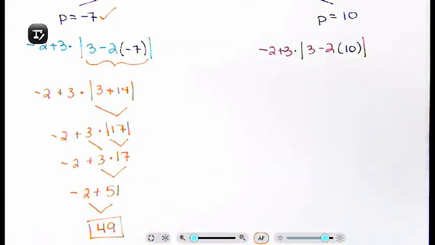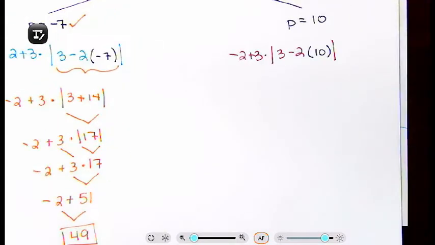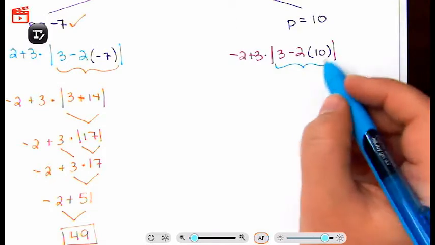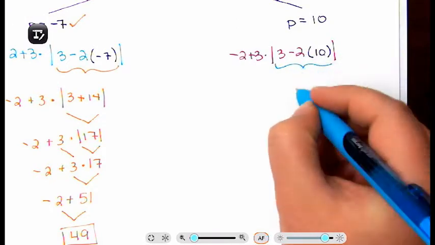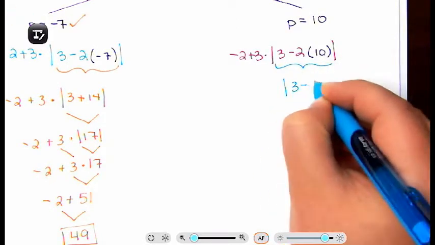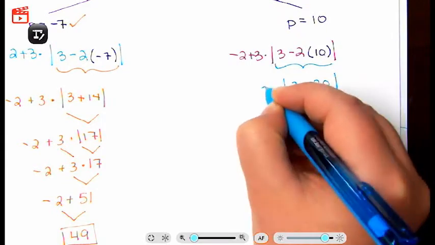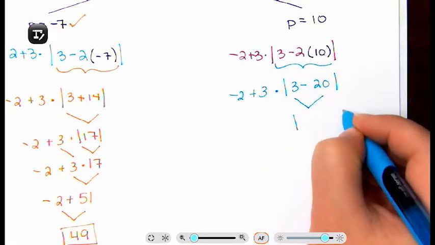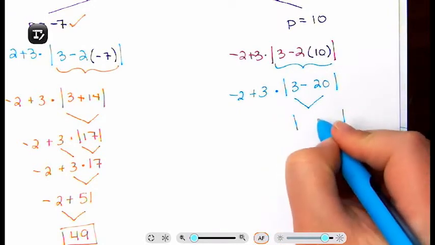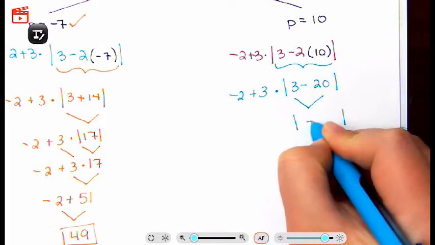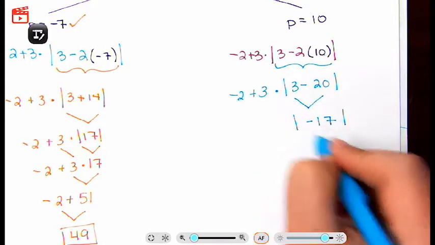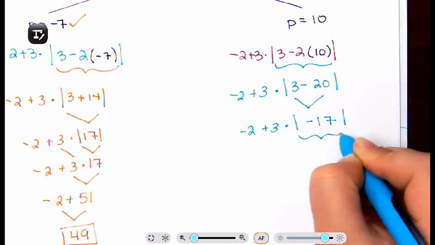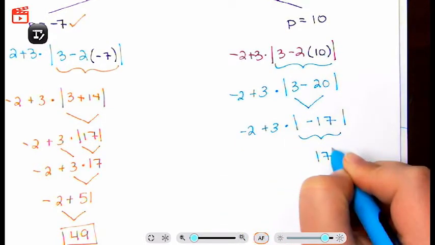Let's check for 10. Same thing, inside the bubble, inside the absolute value first. 10 times 2 is 20. Keep the negative since we do not have two of them. 3 take away 20, or 3 minus 20 is -17. Times 3 plus -2. The absolute value of a negative number is always positive.